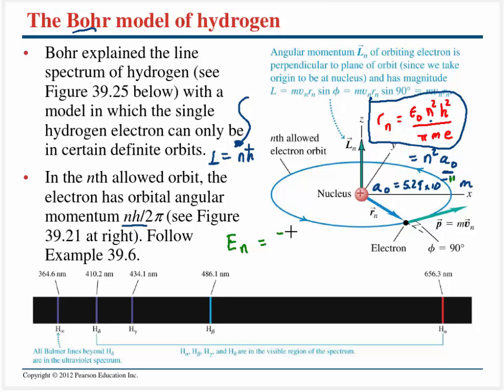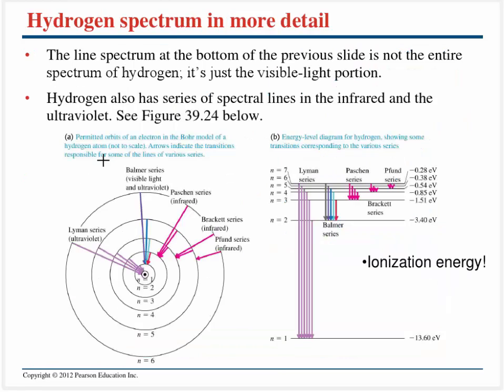I gave it to you in joules earlier, but it's going to be negative 13.6 electron volts divided by n squared, where again n is the quantum number and n equals 1 would be the ground state. And so he was able to explain why Balmer was able to predict certain lines.